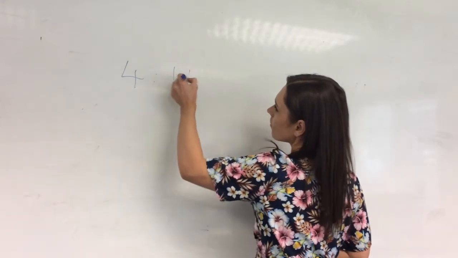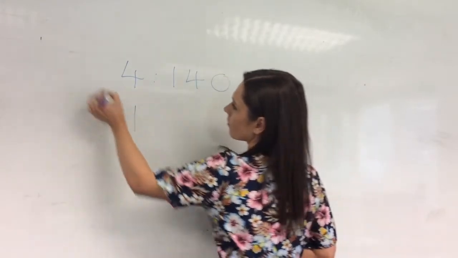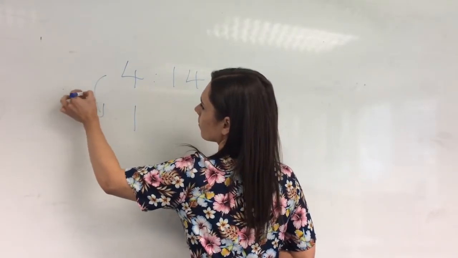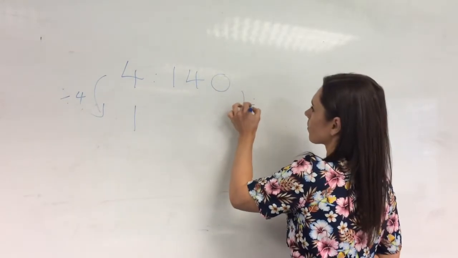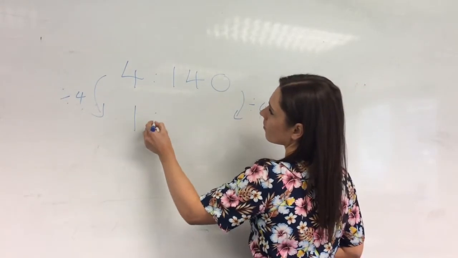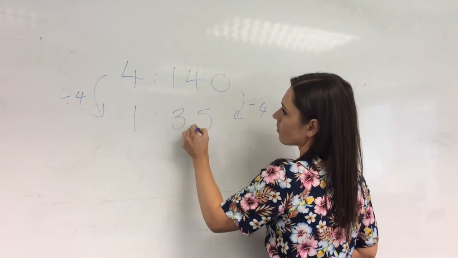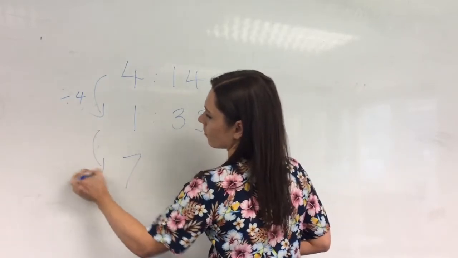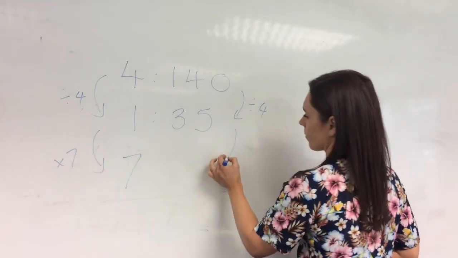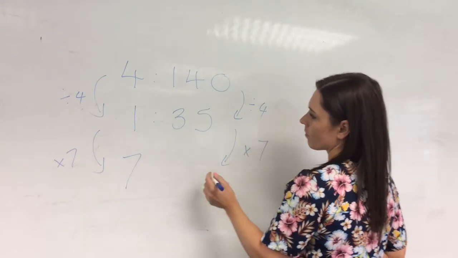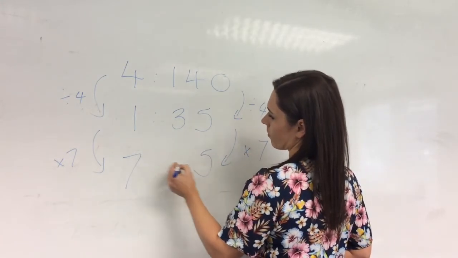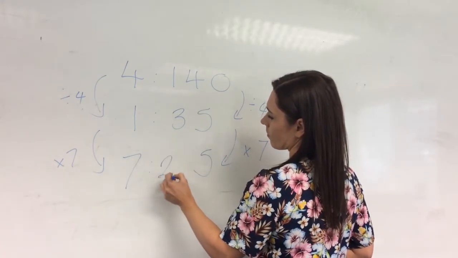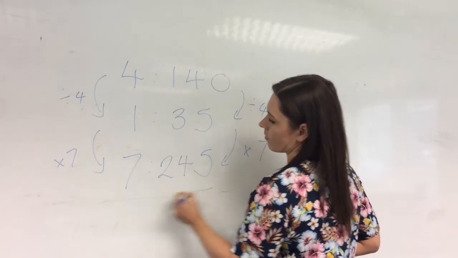Here again I'm writing out my ratio, 4 to 140, dividing by 4 to get the number of passengers I can fit on one boat, which as you can see is 35. Then I multiply both sides by 7 to find the total number of passengers we can fit on 7 boats, and that gives us an answer of 245.